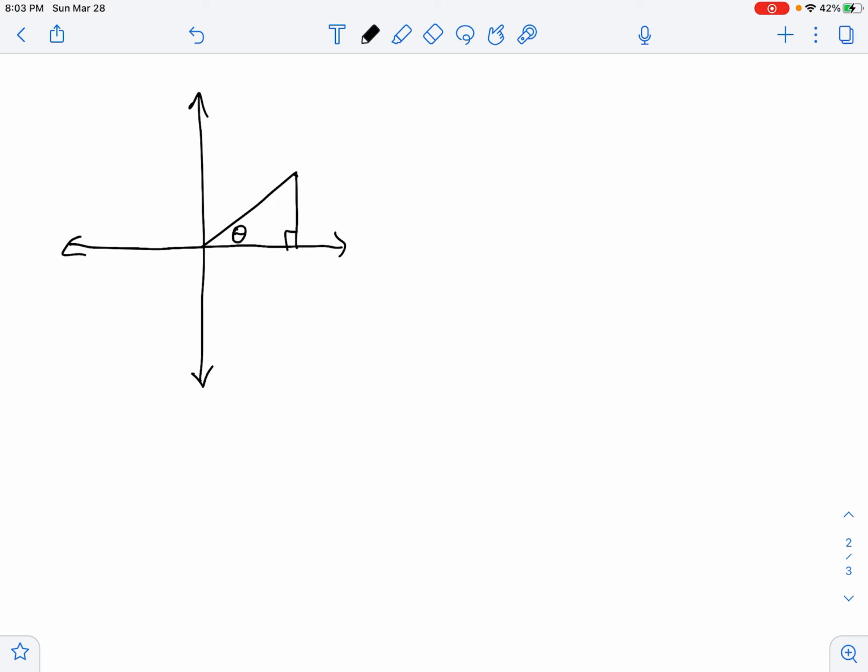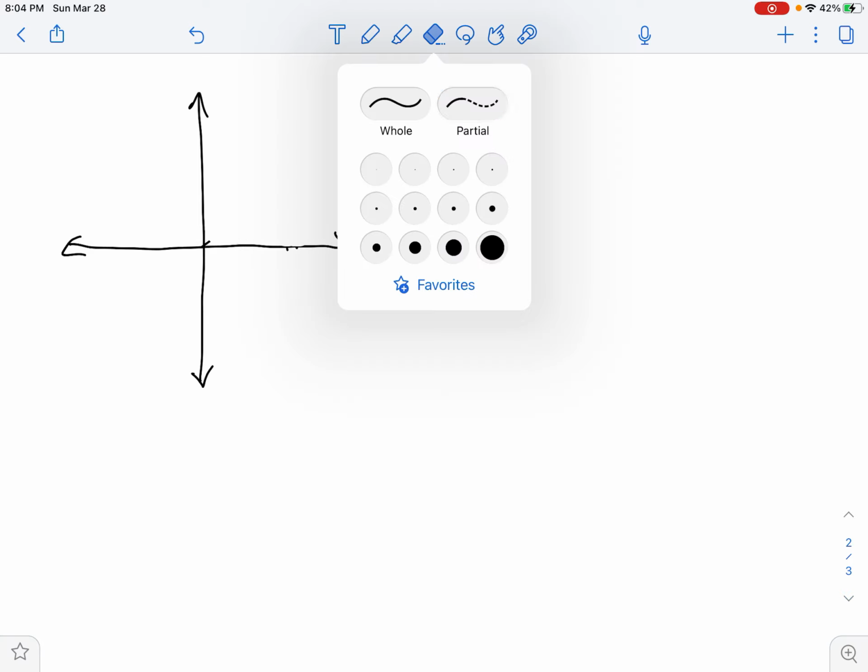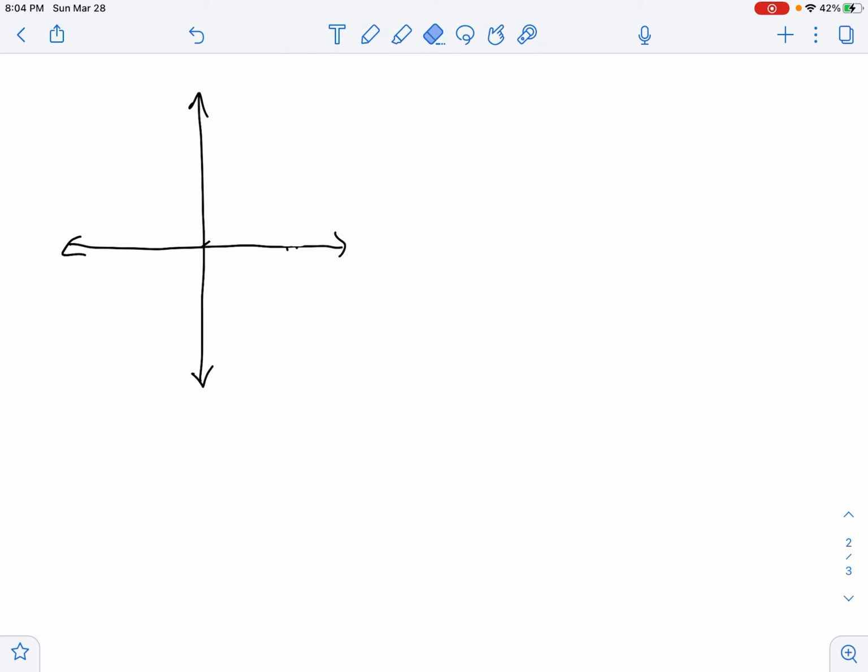Okay, so a standard angle, if you can kind of see this, I'm going to erase my triangle right here. But I'm going to keep this set of axes. Actually, I think I'll redraw it just to make it bigger.